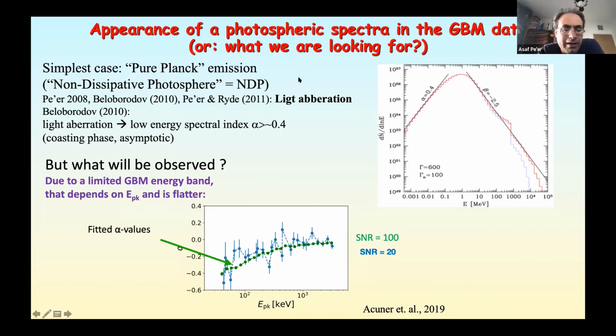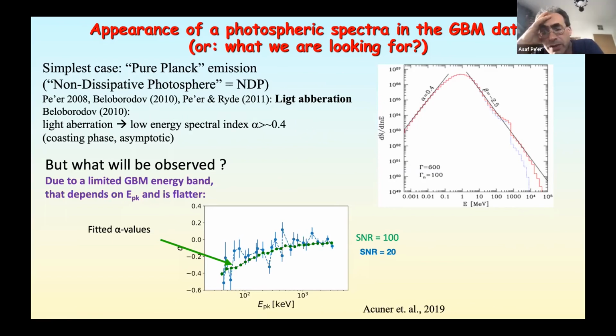Now, of course, Planck is something which you learn in textbooks, and how it looks, what would be the Rayleigh-Jeans part of the spectrum. But more than 10 years ago, people, including myself, started to look at the aberration of light. In fact, Andrei Beloborodov showed in a very nice paper that the low energy spectral slope should be more like 0.4 rather than 1, so 1.4 if you're looking at the flux. But it turned out that even that is not what we expect to be observed.